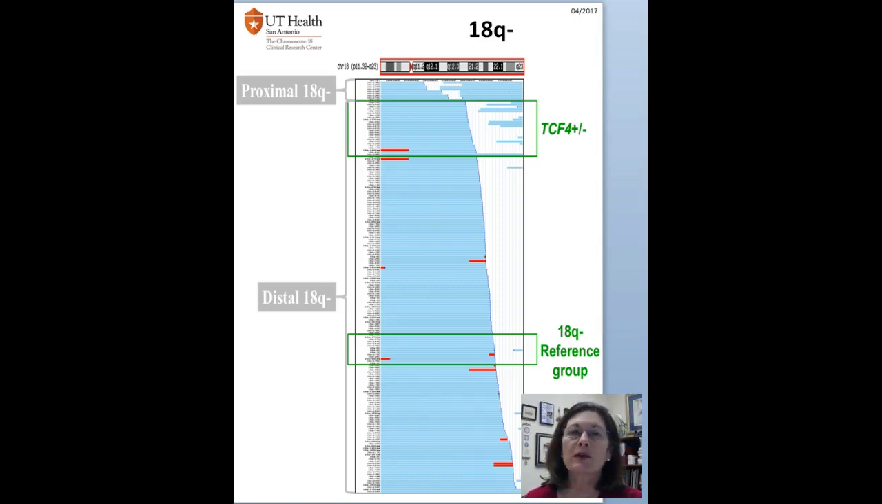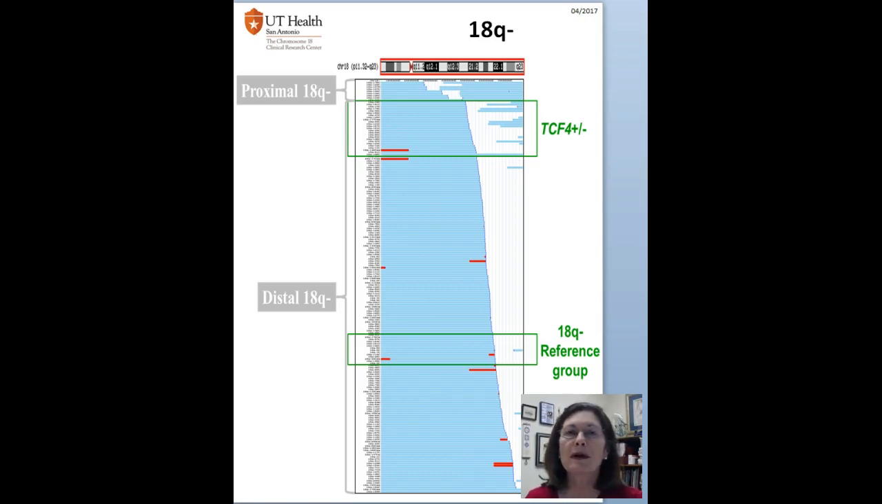The first page shows an image of the chromosomes of people with 18q minus. And one of the things that we've learned is no two people with 18q minus have exactly the same deletion. This creates a really big challenge when you're trying to create a syndrome description, because it really isn't a syndrome. There's not a unified chromosome abnormality here. It's really a collection of chromosome abnormalities.